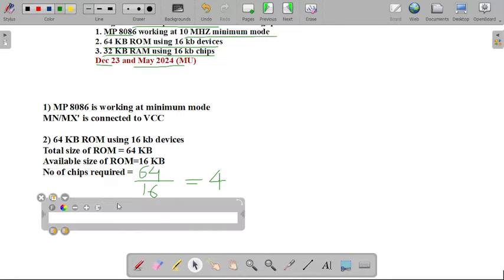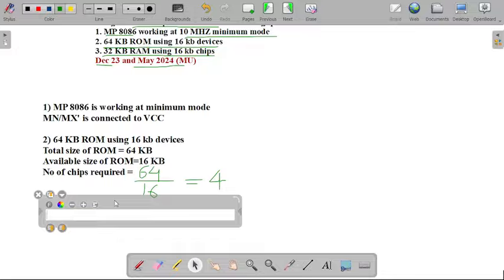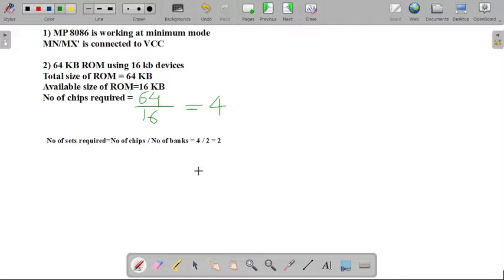Now let's begin with our second point. In that second point we also have to calculate the number of sets required. For finding the number of sets, we use number of chips divided by number of banks. Here the number of chips is equal to 4, and we have two types of bank, that is even bank and odd bank. So 4 divided by 2, we get the answer 2. So here we require 4 chips and 2 sets.